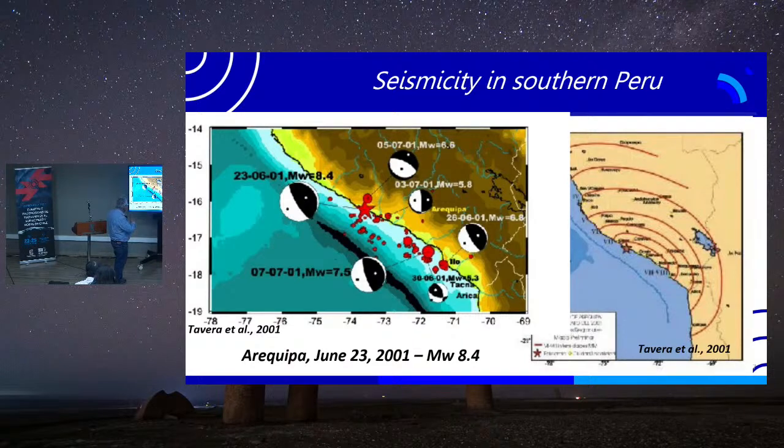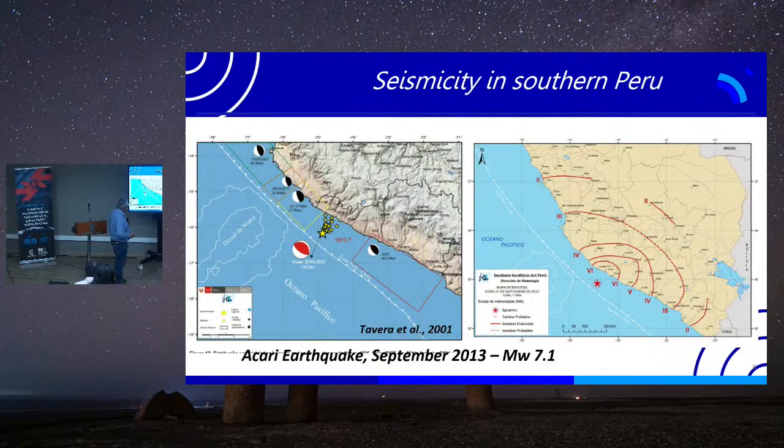This is a view of the distribution of the seismicity. We have plotted the focal mechanisms just to show that they agree with thrust events, no, in the trench. Yeah, this is another view for the Lomas earthquake and the intensity distribution.